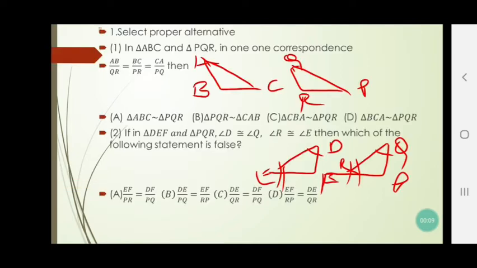Good morning, students. Today we are going to start with the problem set on similarity. Let's begin. The very first question is: select the proper alternative.